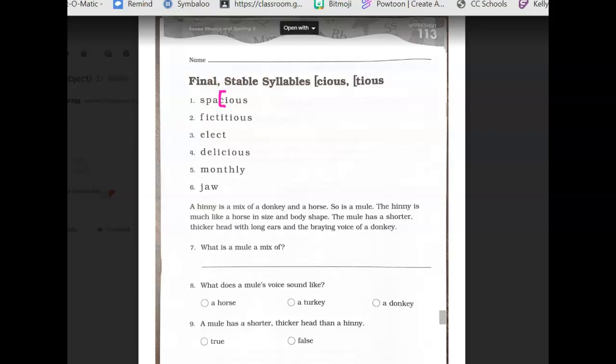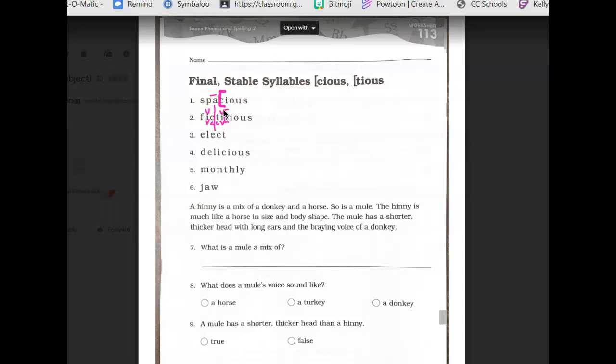So we'll go ahead and put a bracket around that, and it makes that first letter A long, so spacious. Next word, fictitious. I see another final stable syllable, so we'll put a bracket, and let's go ahead and code the rest. We have a vowel, consonant, consonant, vowel pattern, so we're going to divide between the two consonants. And our first syllable, short I. Fic-ti, short I again in the middle syllable.